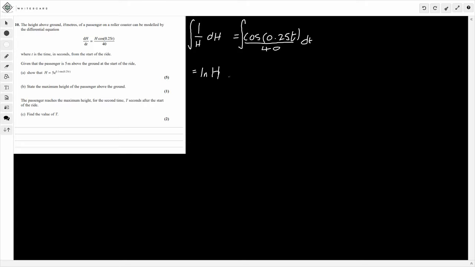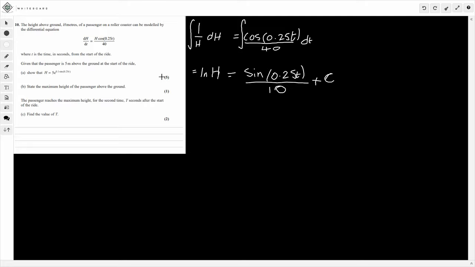But what this is going to give you is sine, because this is cos 0.25t, and then we're going to divide by 10. So we're dividing by 10 now. And because it's an integration, don't forget, we need our constant of integration, plus c.